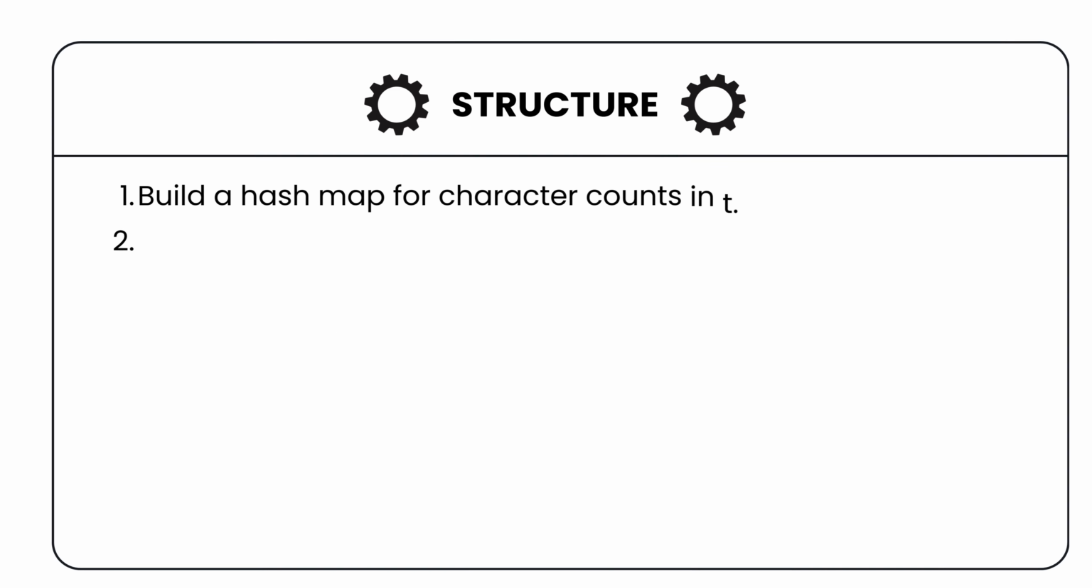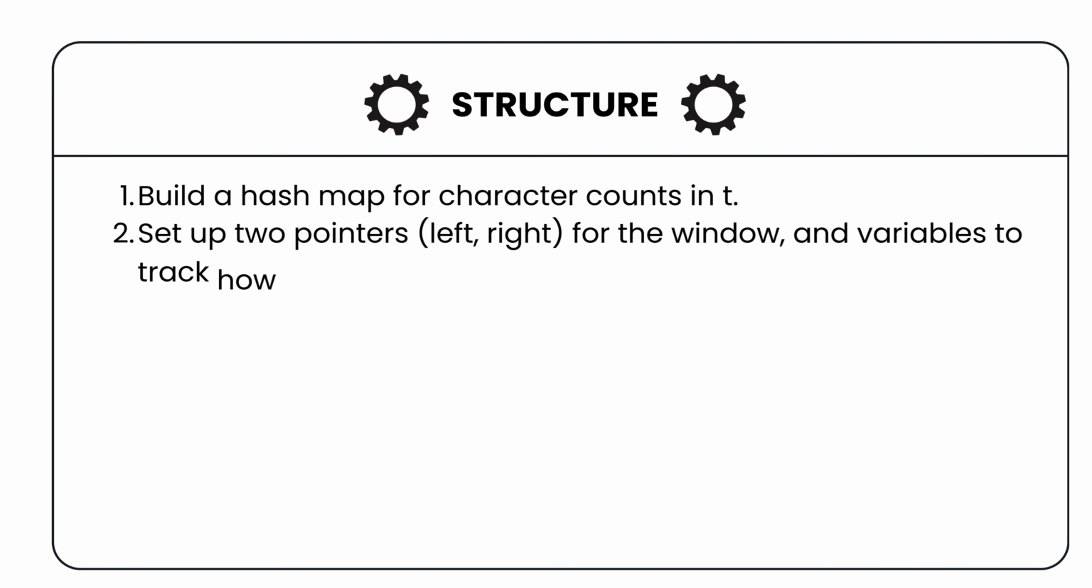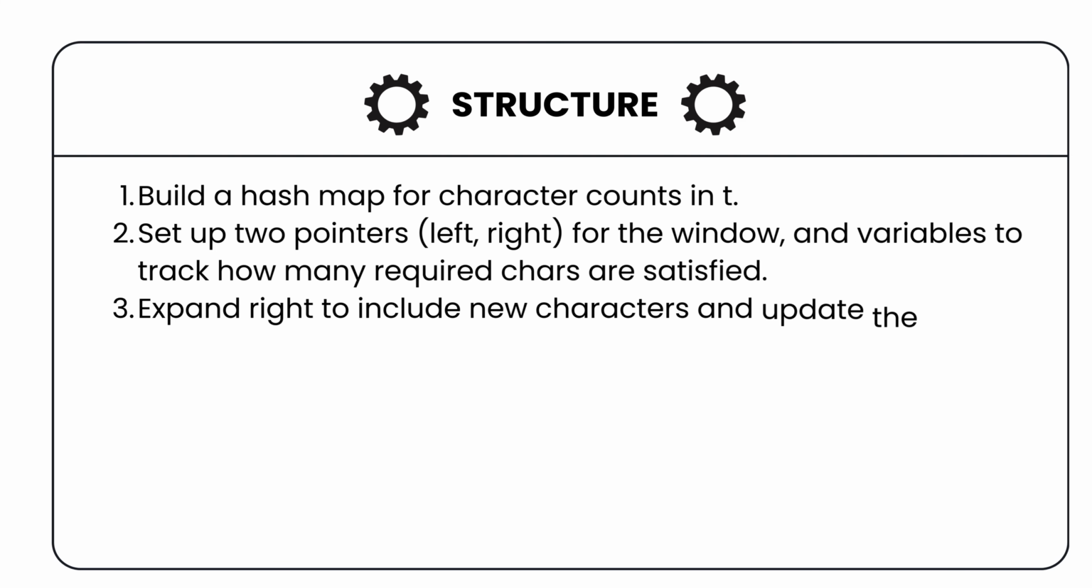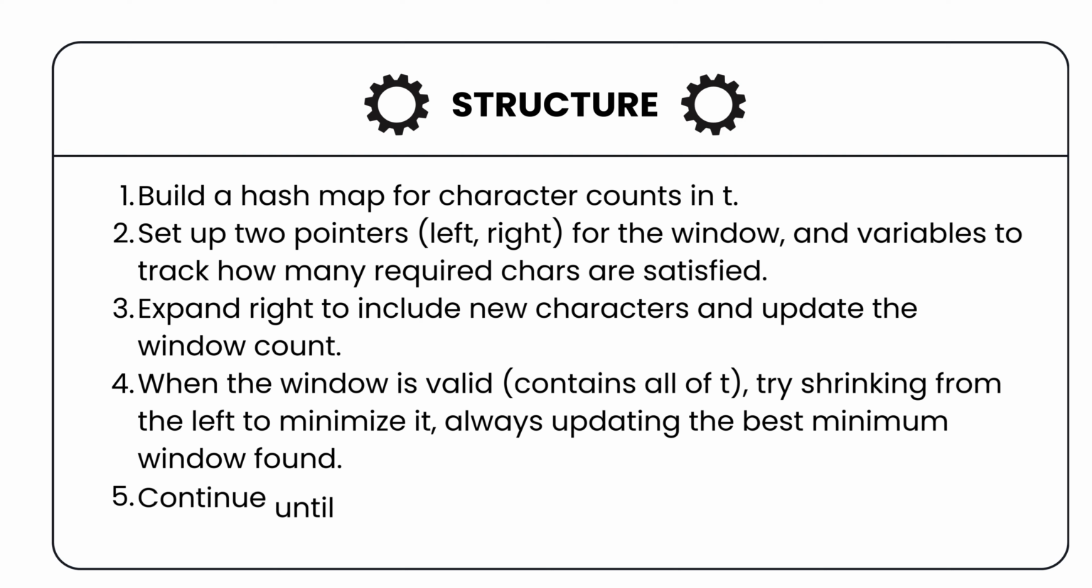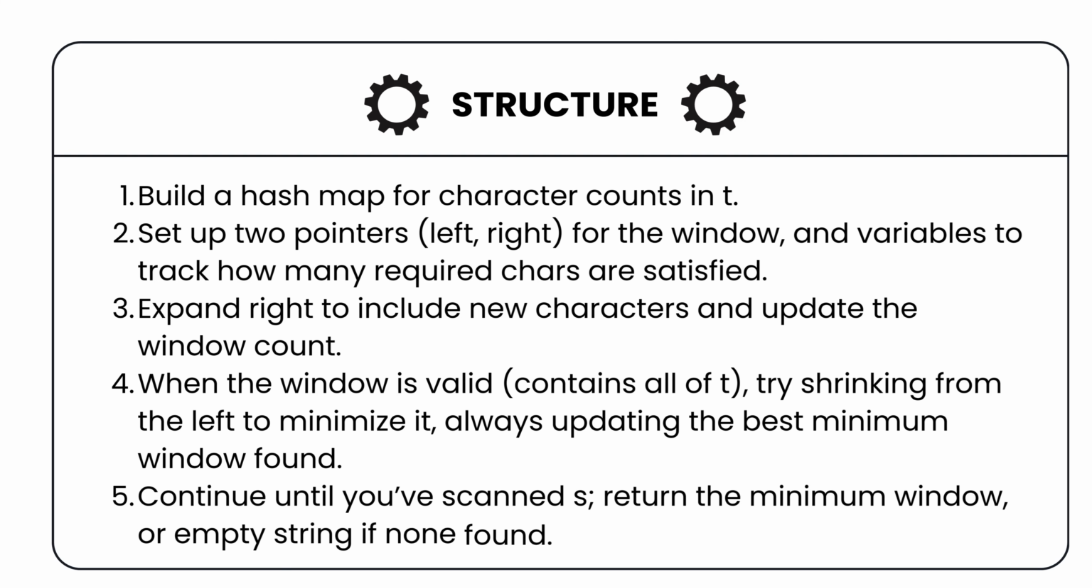Here's our plan. Build a hash map for character counts in T. Set up two pointers, left and right, for the window, and variables to track how many required characters are satisfied. Expand right to include new characters and update the window count. When the window is valid, contains all of T, try shrinking from the left to minimize it, always updating the best minimum window found. Continue until you've scanned S, return the minimum window, or an empty string if none found.